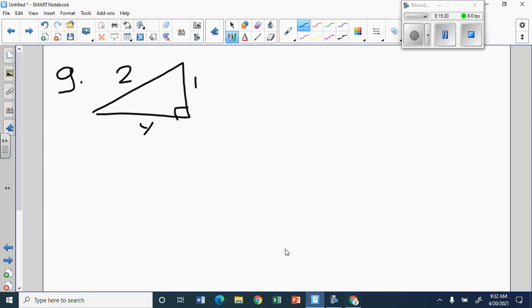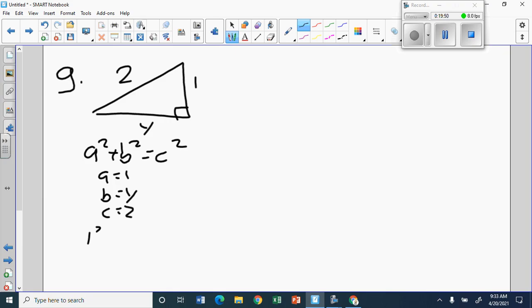Noah, what's the formula? A squared plus B squared equals C squared. A equals, B equals, C equals. Kyle, what's A? 1. Someone, what's B? Y. Because it's a leg. B is Y. C is 2 because C is always the longest one.